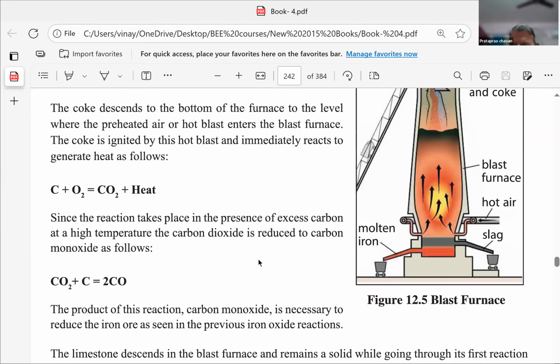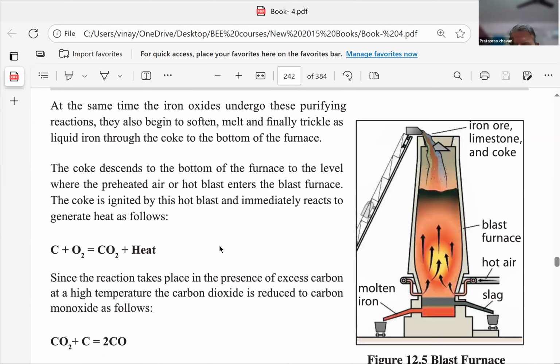So that we can understand. Yeah, this is the blast furnace. Look here. The iron ore, limestone and coke are put in here at the top of the furnace. The combustion takes place here.